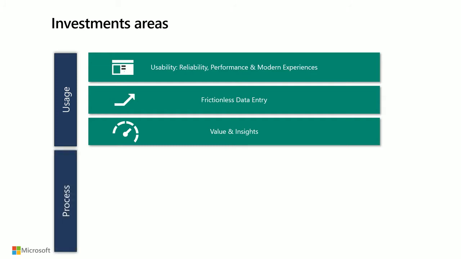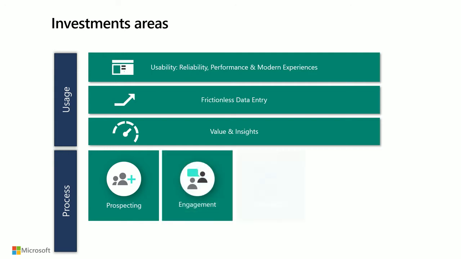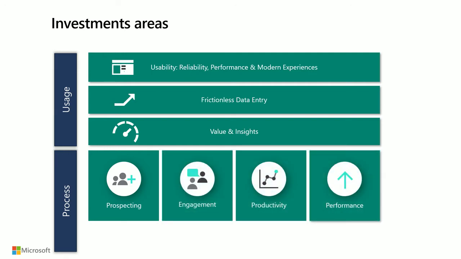And then the second key driver is around processes. How can we improve processes? One of them is how we can improve prospecting, engagement, productivity, and performance. So we have different tools such as guided selling, relationship selling, as well as collaboration in Teams, and with all of that we try to see how we can use these integrations to improve the processes that we talked about before.